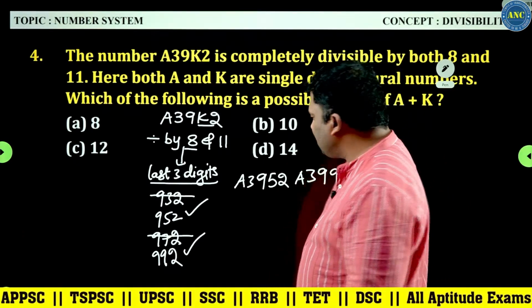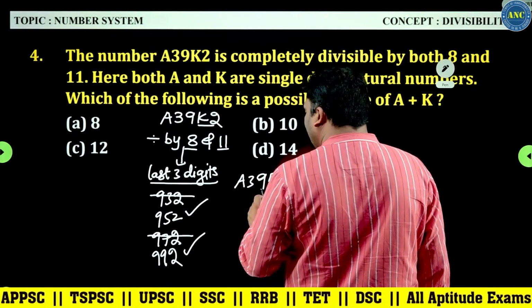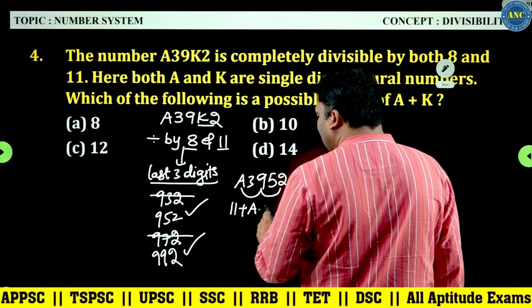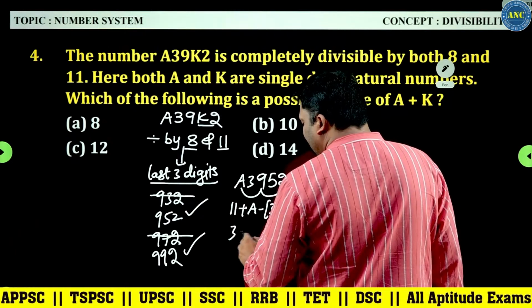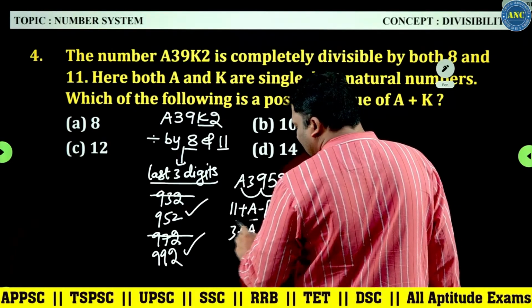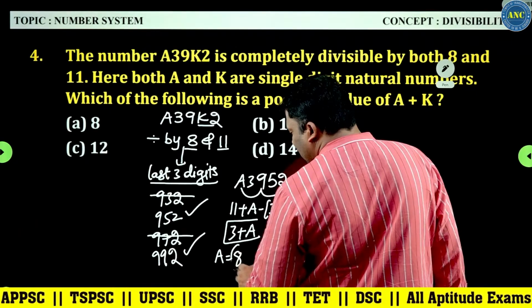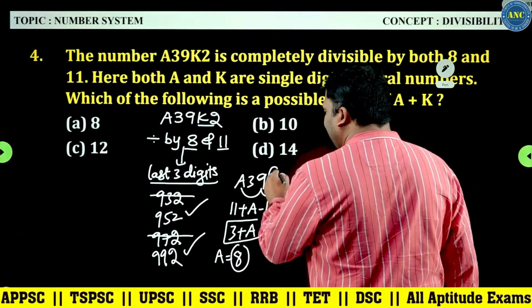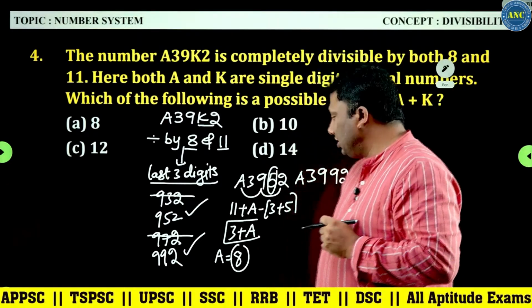Divisibility rule for 11: the sum of the odd places minus the sum of the even places. 9 plus 2, 11. 11 plus A minus of 3 plus 5. That means it is 11 minus 8, 3. 3 plus A. That means the possible value of A is 8. A is 8 and K is 5. 8 plus 5, 13. 13 is not there in the answer.